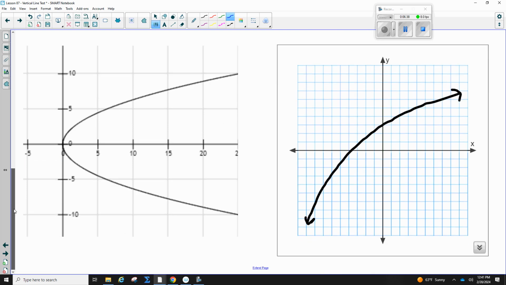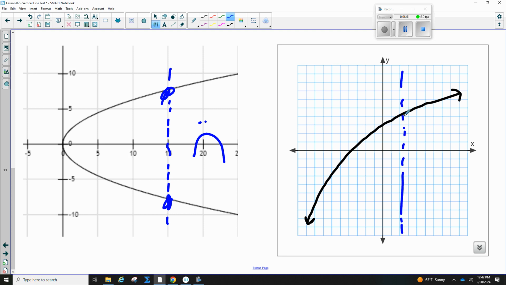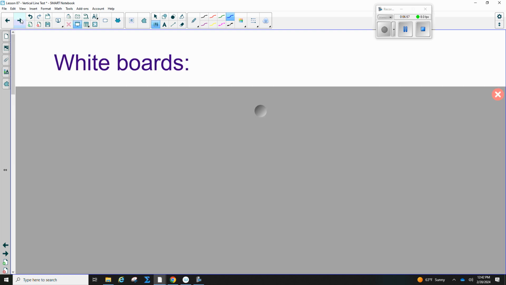Okay, all right, how about this sideways parabola? How many times will a vertical line hit the graph? So is it a function? No. How many times will your vertical line hit this graph? Once. So this is a function. Okay. All right, let's try some whiteboards. That was it. That's called the vertical line test, by the way. All right.